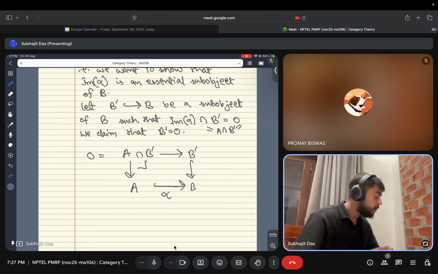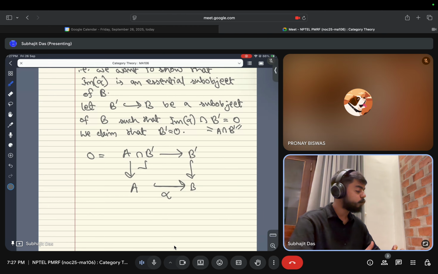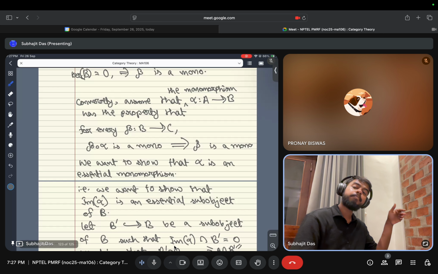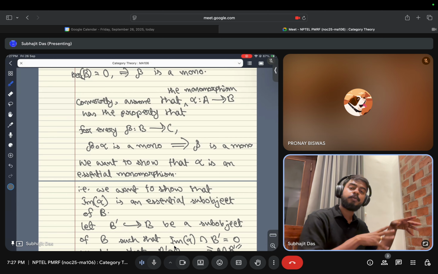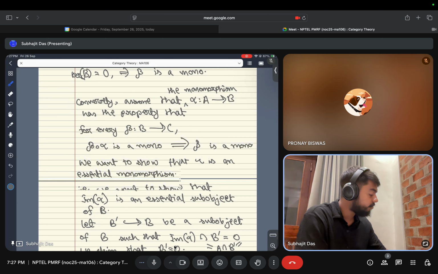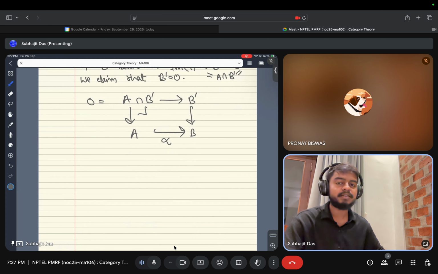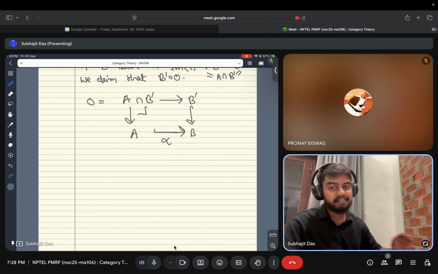The point is that we want to show that B prime is 0 as a subobject of B, right? And what exactly do we have given to us? Something which we want to use is the fact that whenever alpha is post-composed with some beta, then if something happens, then something happens. That is, if beta compose alpha is a mono, then beta is a mono. So first of all, we need to find a relevant beta here which we can use. This is our first hint. So what relevant beta do you think can we use here? Something which comes after alpha.